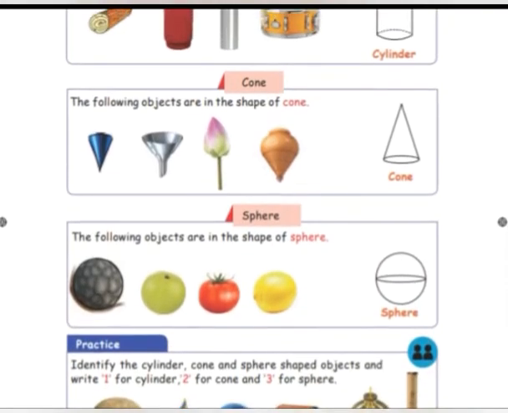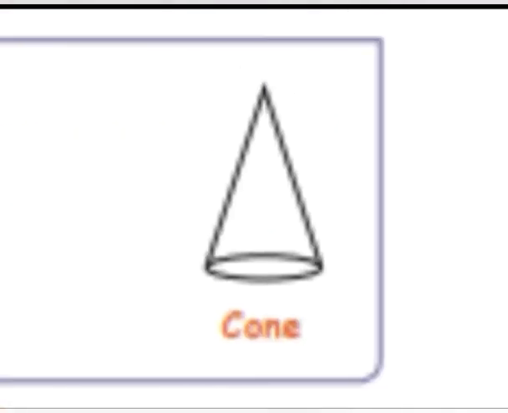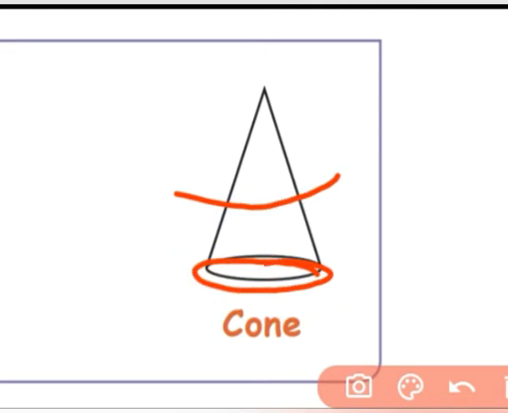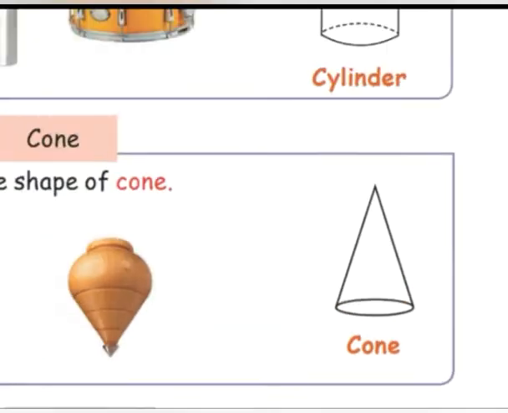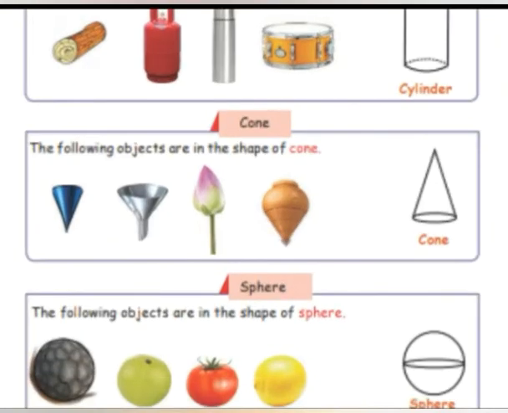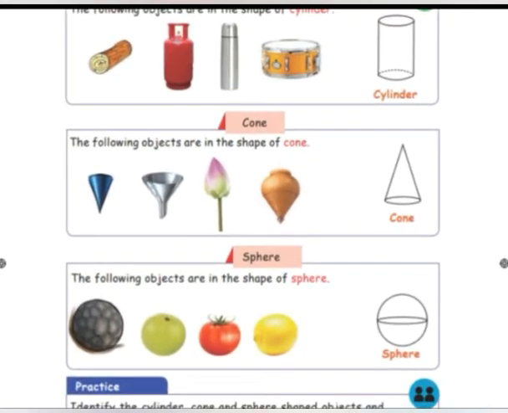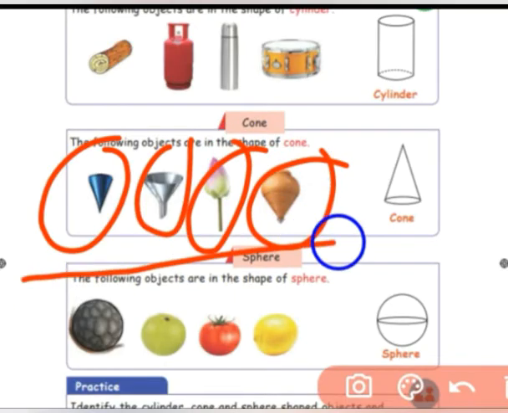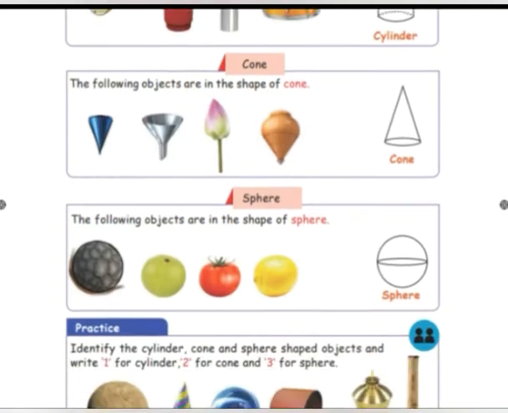Next, cone. This is the picture of a cone. It's a curved shaped object and bottom is a circle shape. The following objects are in the shape of a cone. See, cone, funnel, butt and tap. These are the examples of cone.